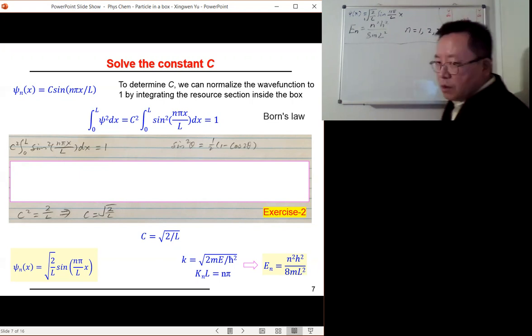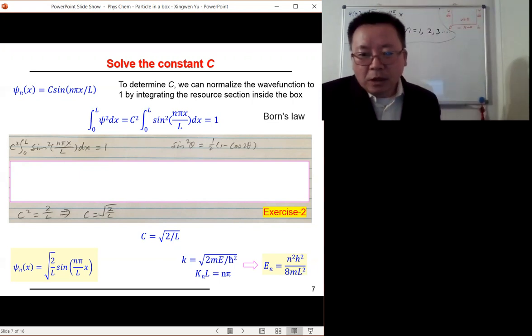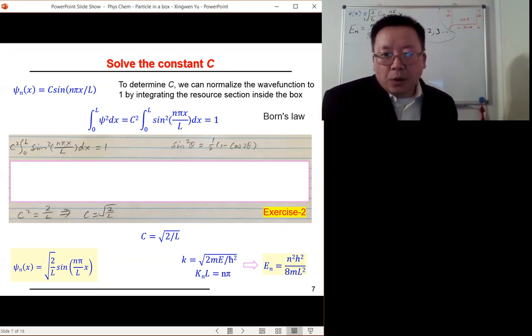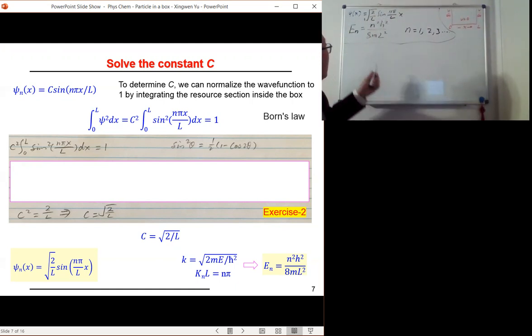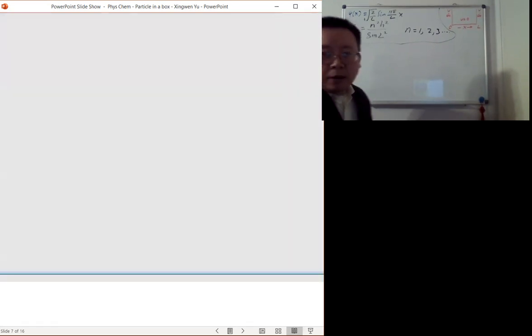Next we are going to introduce the properties of the wave function, the properties of the energy level, and the probability of finding the particle inside the box. So let's talk about them one by one.